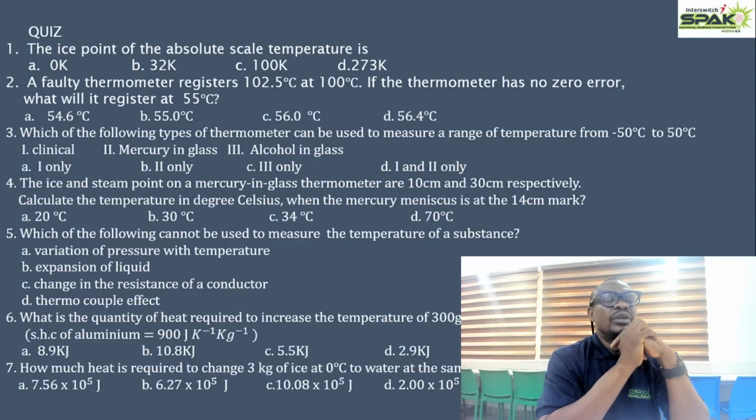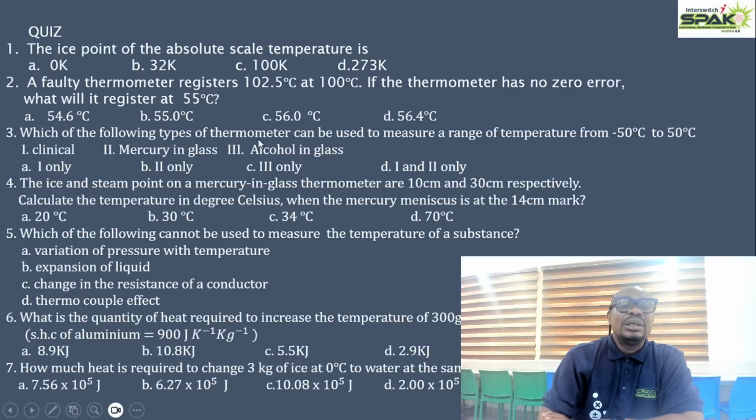Okay, the next question. A faulty thermometer registers 102.5 degrees Celsius at 100 degrees Celsius. If the thermometer has no zero error, what will it register at 55 degrees Celsius? So this is a very nice one. You can use the interpolation method. Let me give you some little time to see what you can come out with. One nice way of doing this is using your interpolation method.